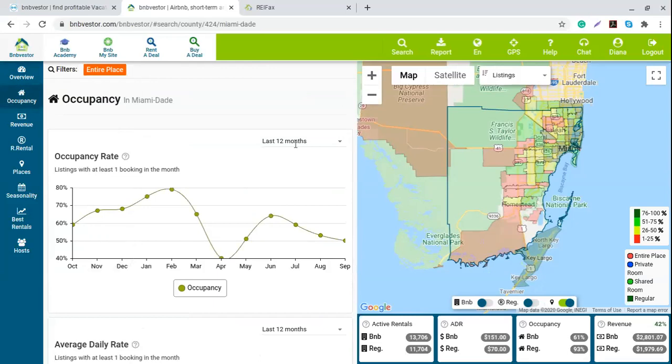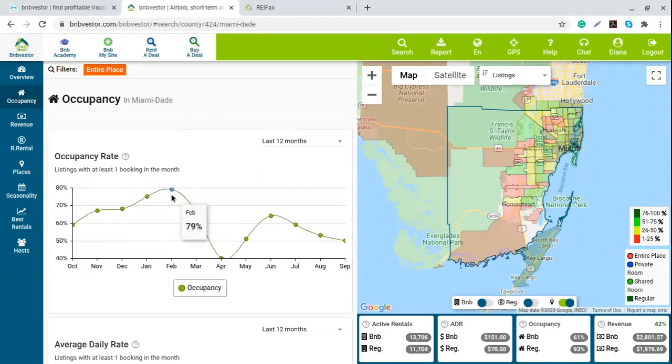So for the past 12 months, and you can change here to see the past 12 months or the next 6 months, to make a prediction of how the market is going to be based on properties that are already booked. Remember that occupancy rate is based on the number of booked days divided by the total number of days available to rent. This is about properties that have been listed with at least one booking in the month. So for the last 12 months, since October last year until now, September 2020, you can see how the market was.